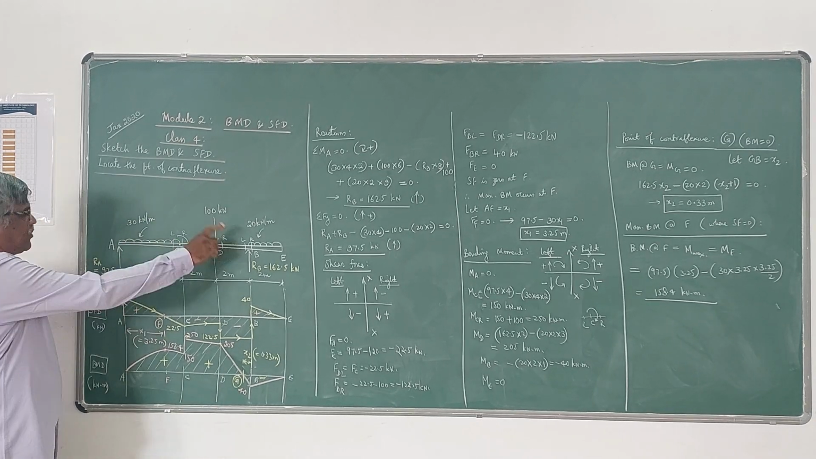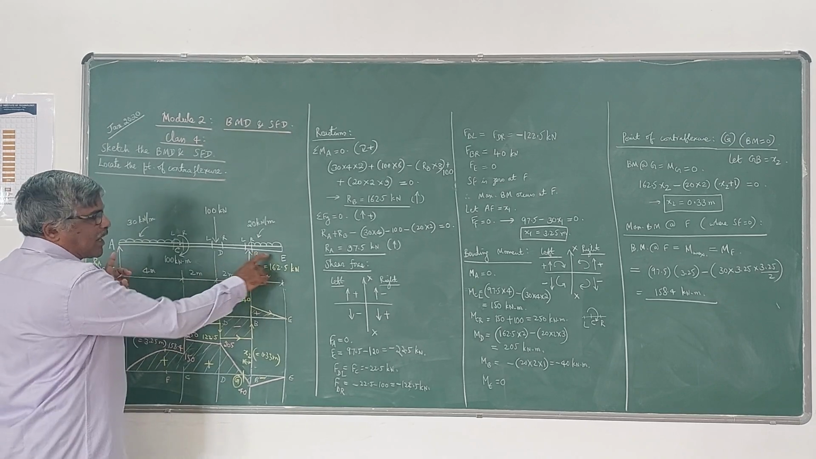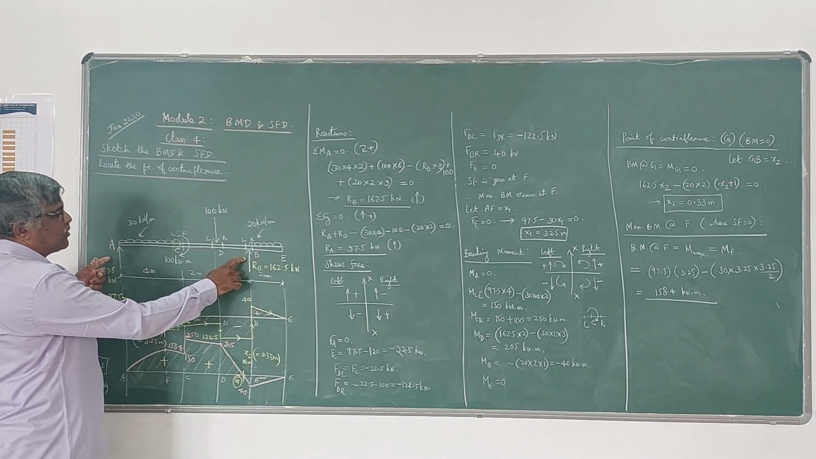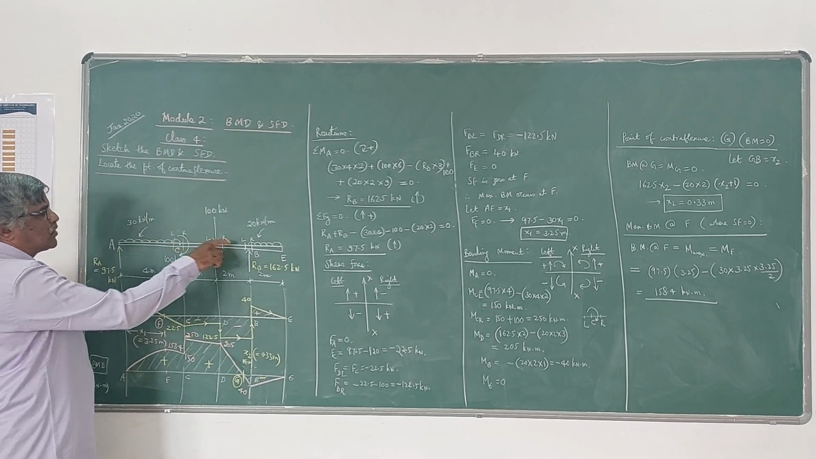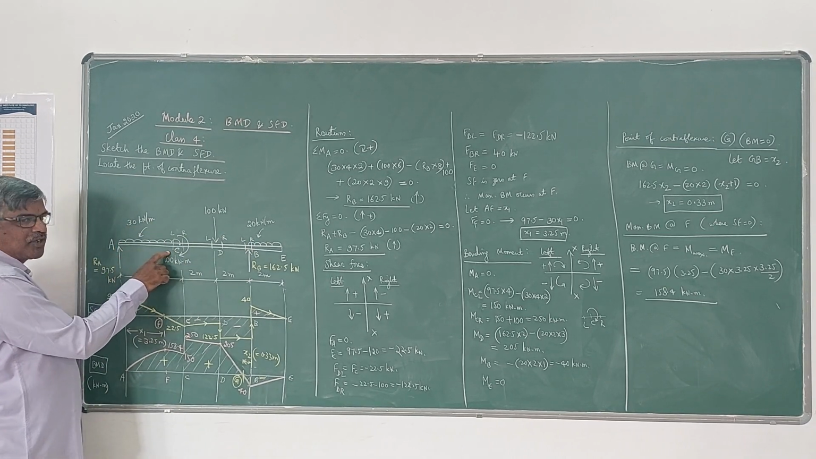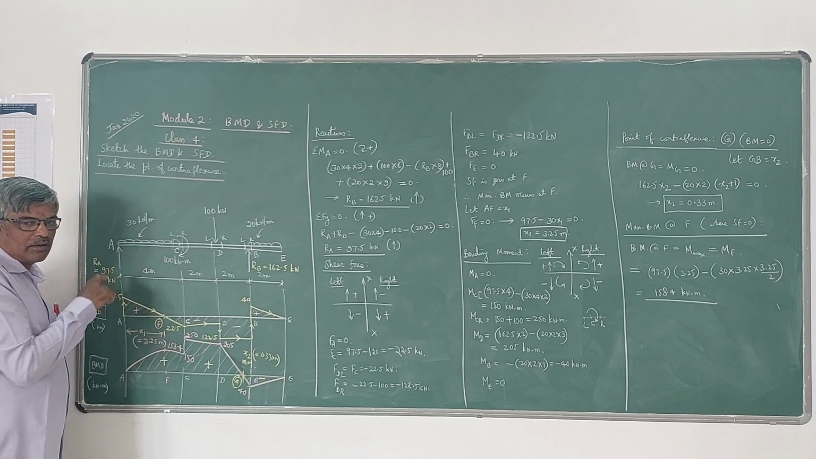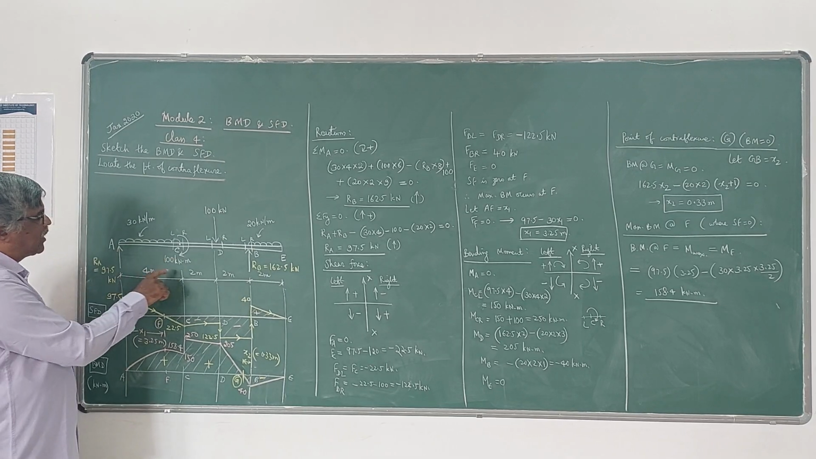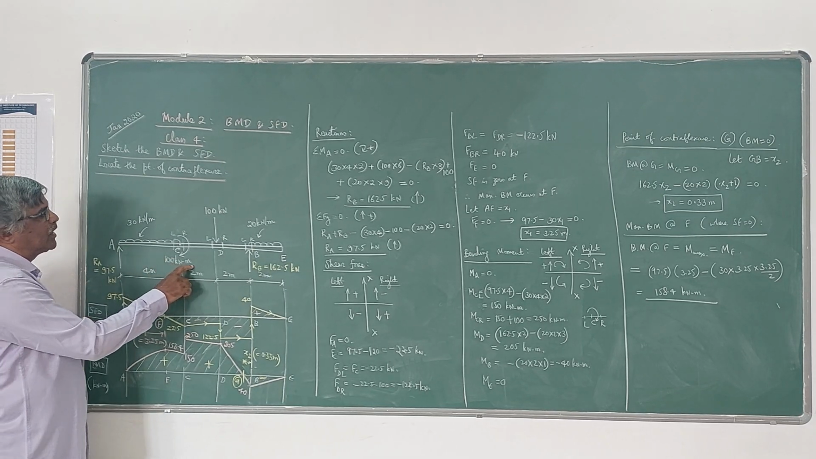This is the given beam. So this is an overhanging beam. A and B are the simple supports and these are the loads acting on the beam. 30 kN per meter UDL is acting from A to C. There is an external clockwise moment given at C, 100 kN-m.